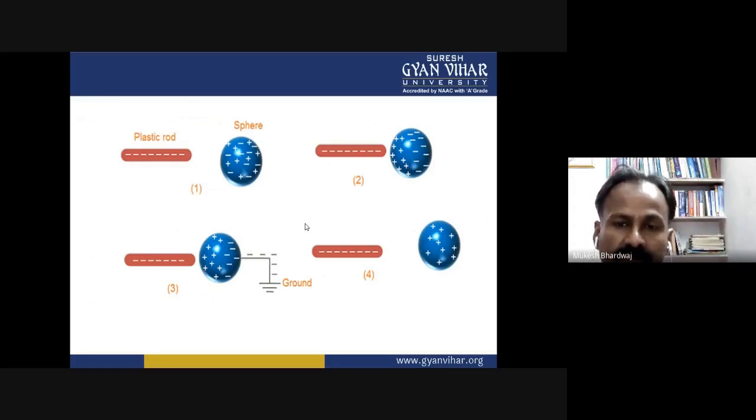And in figure third, if you ground the sphere, the whole negative charge moves to the ground and the sphere becomes fully positively charged. And again in the fourth figure, you separate both the rod and the sphere.